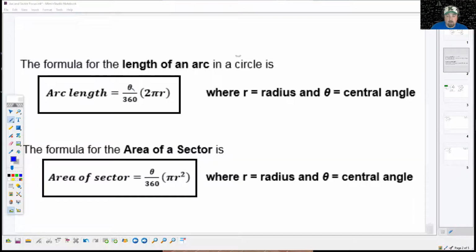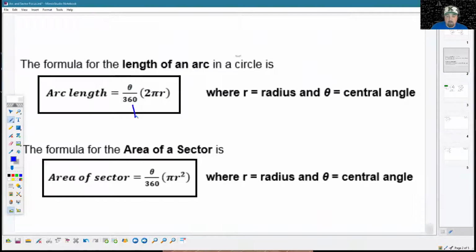So this says that arc length is the central angle divided by 360, which makes sense because this right here tells us the arc portion of the circle. That's what this calculation here tells us. This one is the circumference of a circle. If we take the whole distance around and multiply it by the portion that we want, guys, we're going to get the amount of the circumference that we have. Same thing happens down here, except this thing changes to the area of a circle right here.